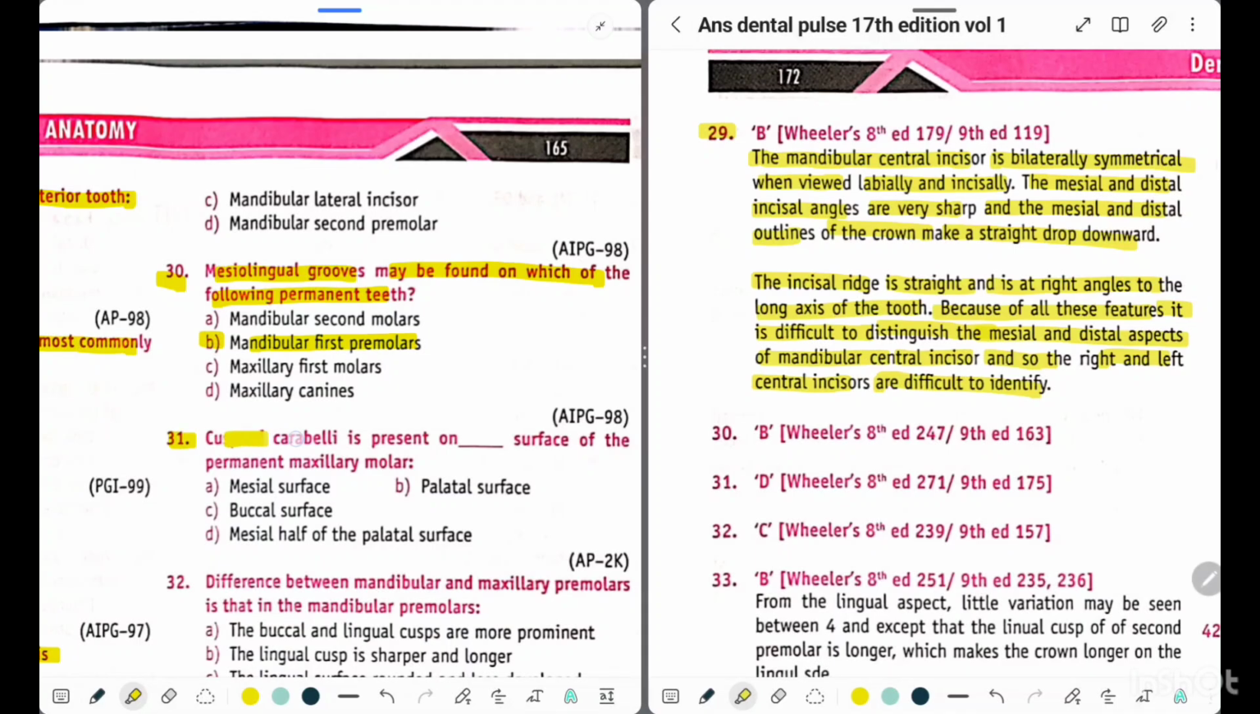Question number 31. Cusp of Carabelli is present on which surface of the permanent maxillary molars? Its answer is option D, mesial half of the palatal surface.